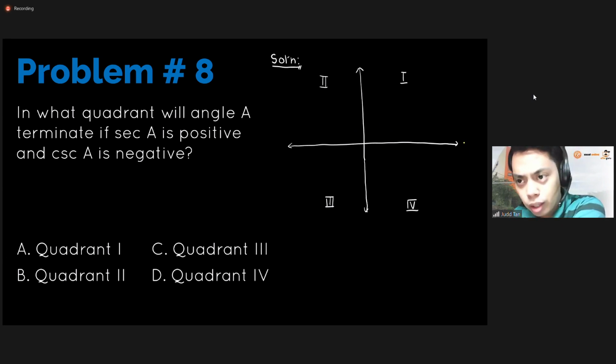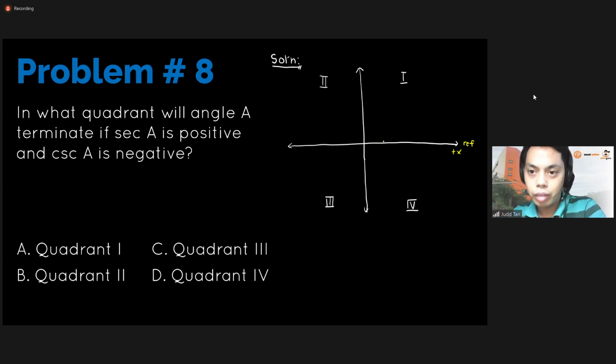Ito po usual kasi yung reference natin kasi dito po yung positive x. Okay, so dito po magsa-start yung mga angles. And when the angles travel counterclockwise, positive angles talaga yan. Kapag baliktad, negative na angles. Okay?